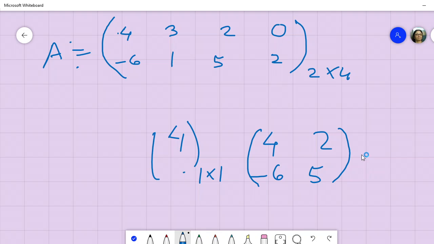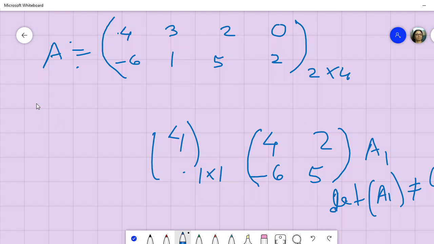So rank of a matrix is defined such that the determinant of this submatrix, say A1, is not equal to 0. If we have determinant of A1 equal to 0, then we say it is not of rank 2, because it is of order 2.